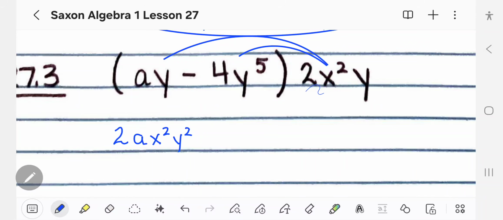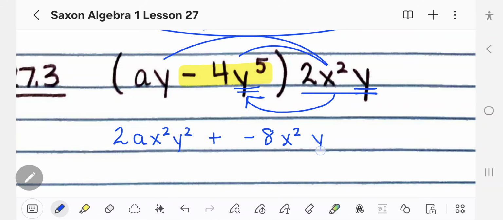Next thing we're going to do is multiply this factor by this term here. And we're going to copy down a plus, and then we're going to start multiplying. We know it's going to be negative because the 2 times the negative 4 is negative 8. So we took care of that part. Now we're going to have an x squared. I'm just putting them in alphabetical order. You don't have to, but that just seems to help my brain. So x squared. And then I have this y to the 5th and this y to the 1st, which would be y to the 6th.